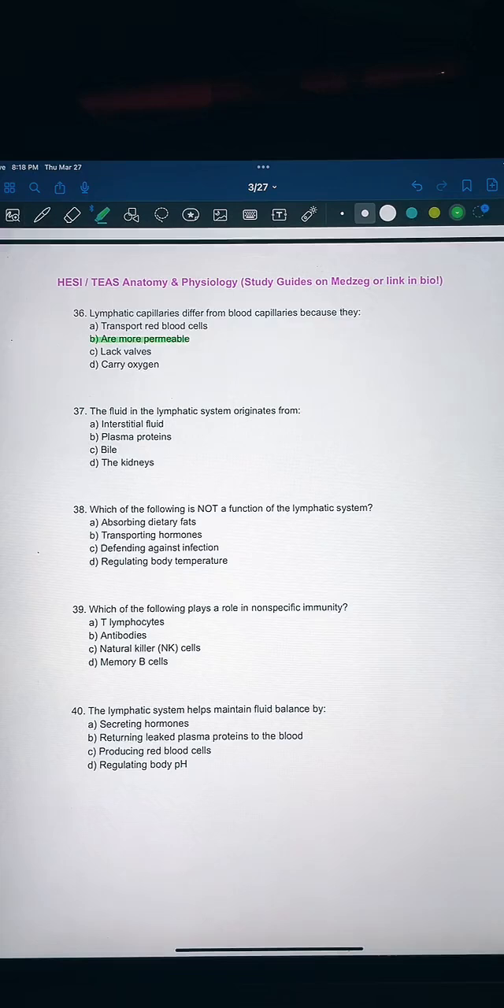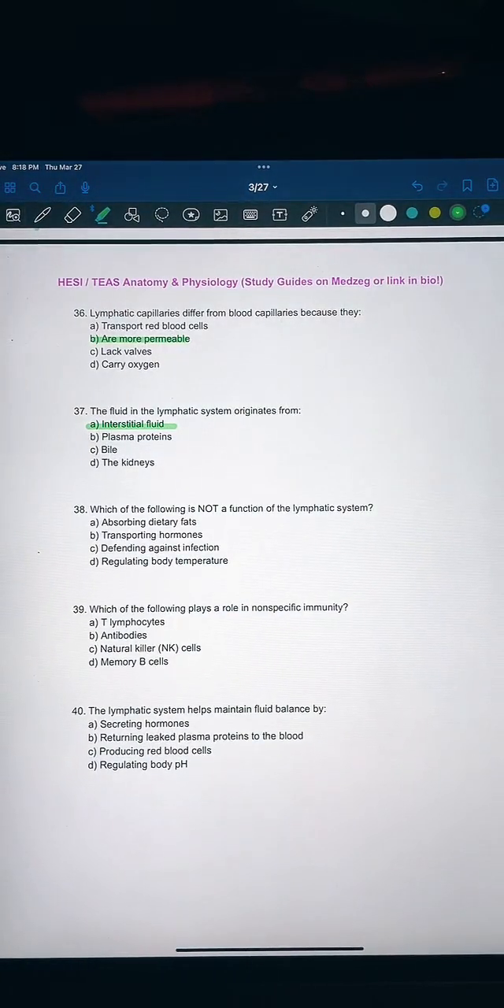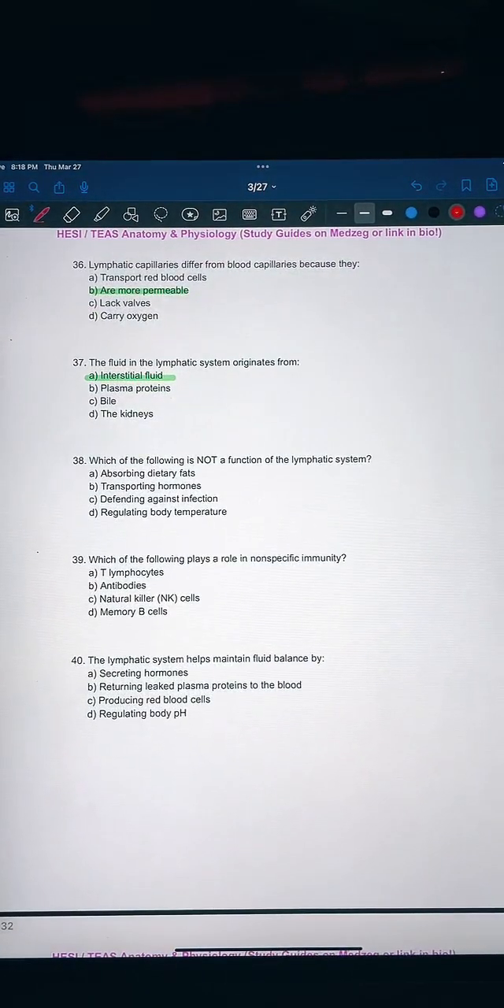Number 37, the fluid in the lymphatic system originates from interstitial fluid, which is A. This is the fluid specifically that surrounds cells and leaks from capillaries. So number 38, which of the following is not a function of the lymphatic system?